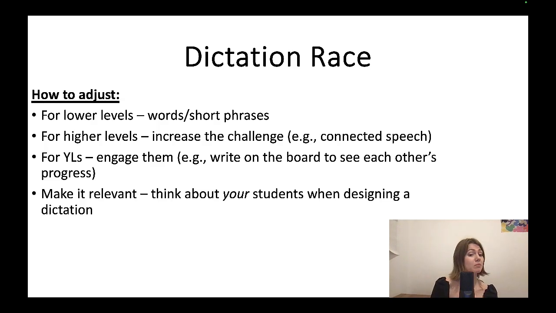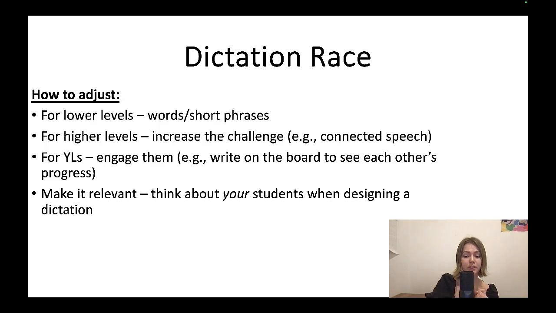And then again, I'm going to be saying this whenever I make a video about an activity, just make it relevant, make sure your students know it's meaningful and how it's meaningful, and just do your best to make it such to your students. So that's how you can adjust.